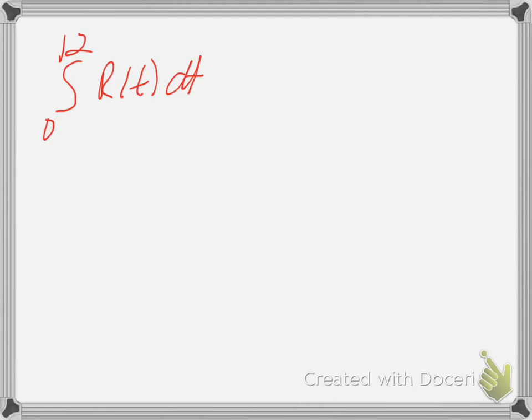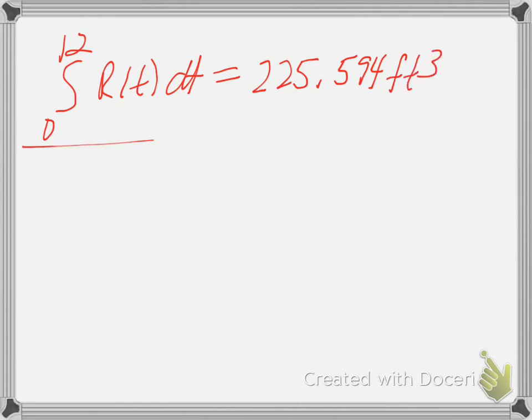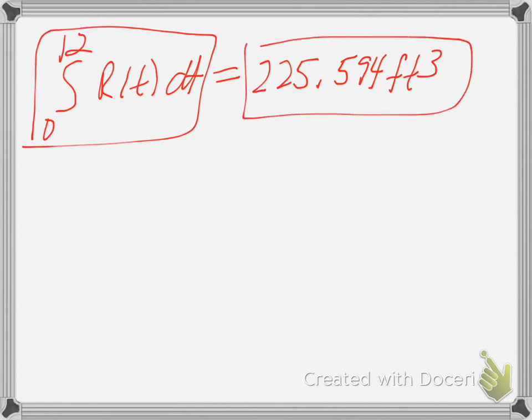In any case, you're going to put that into your calculator, and you're going to get 225.594. The amount of water that leaked, so it's going to be that feet cubed. Okay, and the point value was 1 point for setting up this integral, and then 1 point for the answer.